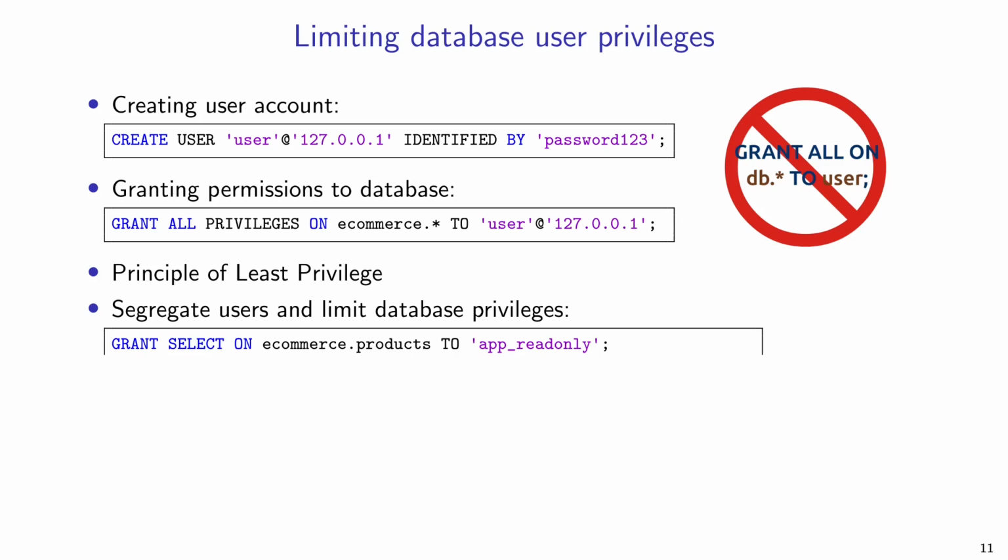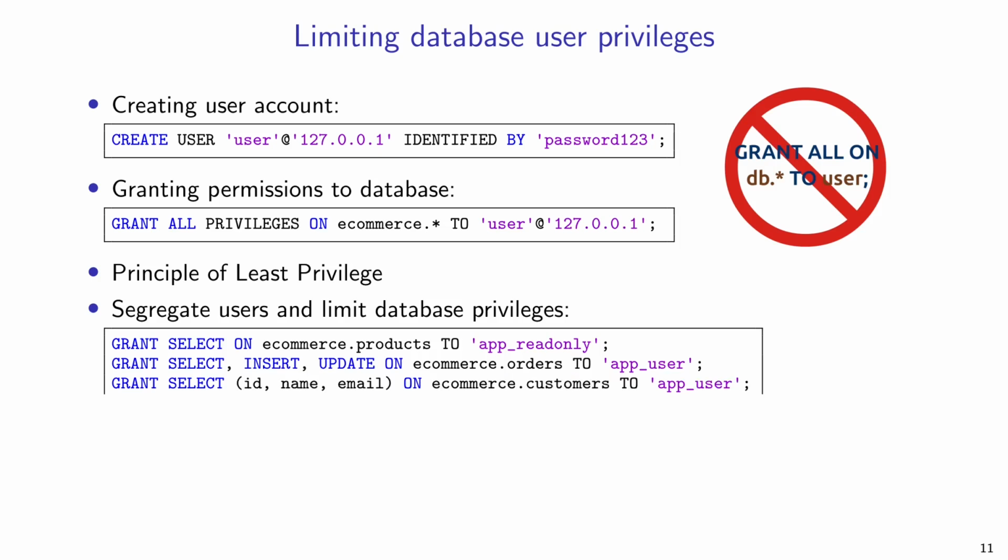When an authenticated user is accessing the website, the application should use another database user that can select, insert, and update records in the orders table. We can apply even more granular permissions on specific table columns. For example, here we allow the user to select the ID, name, and email columns from the customers table. And here the user is allowed to update only the email column in the customers table.